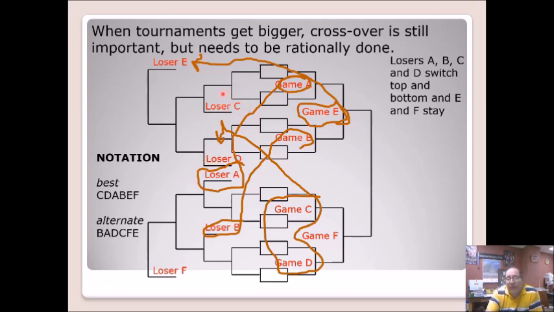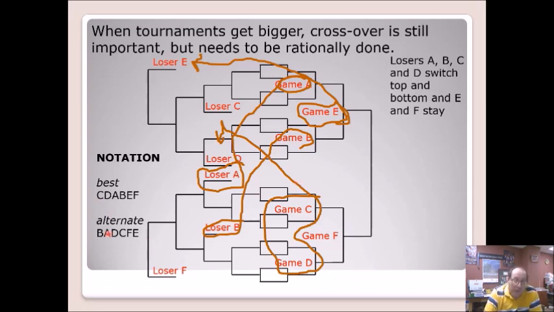So as the setup I have here, the loser of C goes into the first spot at the top, loser D goes into the second, and then A and B. So we're going to call this C, D, A, B, and then we're going to look at the loser bracket in the second round. It's E, F. This bracket that I have here is C, D, A, B, E, F. This was the best performing setup that we had for a 16 team tournament.